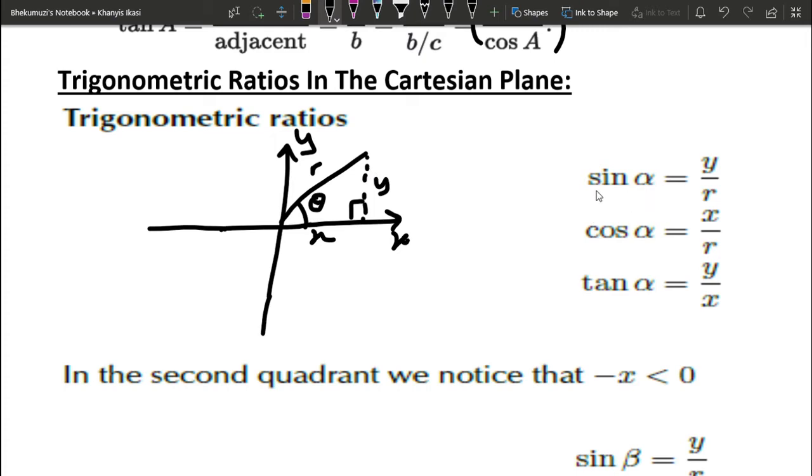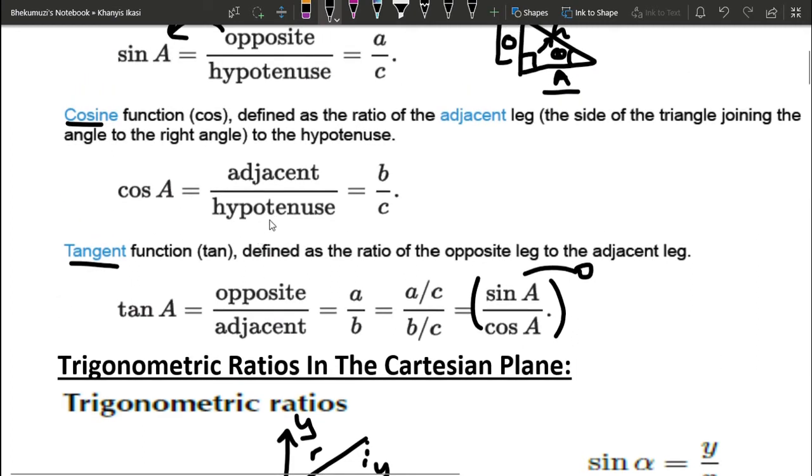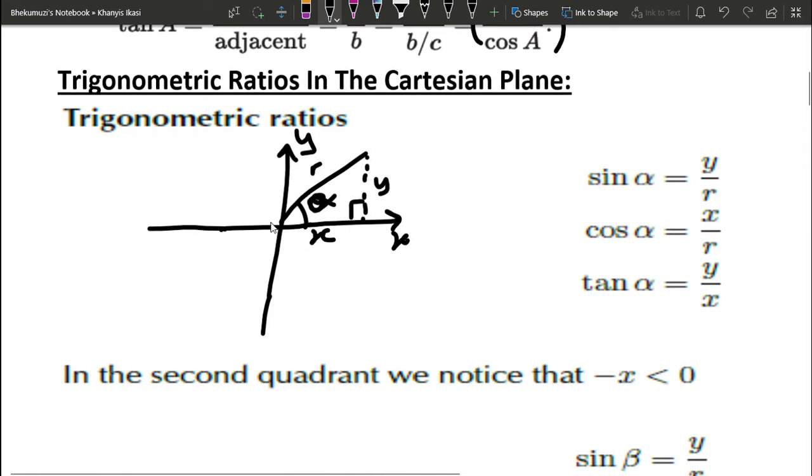So if we talk about the sine of alpha, so this will be alpha, then we are talking about y divided by r. And cos alpha is x divided by r. And tan alpha is y divided by x. So it still follows the basic definitions: the opposite side over the hypotenuse, the adjacent over the hypotenuse, and the opposite over the adjacent.